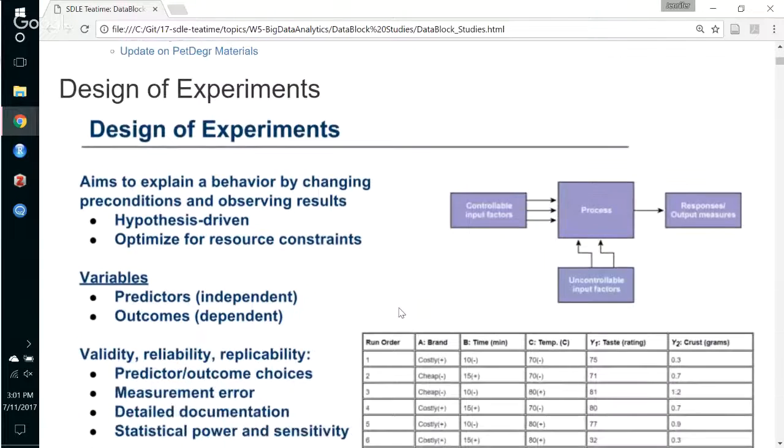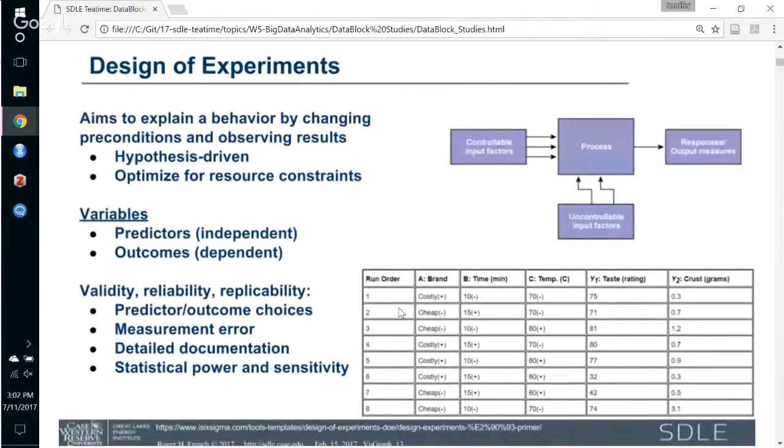So first I'm going to talk about the basic theory of design of experiments. This is a process that aims to explain a behavior by changing the preconditions and observing the results. You have some independent variables, some predictors that you're going to change in order to affect the outcomes that you're measuring, and those are your dependent variables. Traditionally, the design of experiments is very hypothesis-driven. So you have an idea of what affects the other thing, and that's how you're determining what predictors to change and what outcomes to measure.